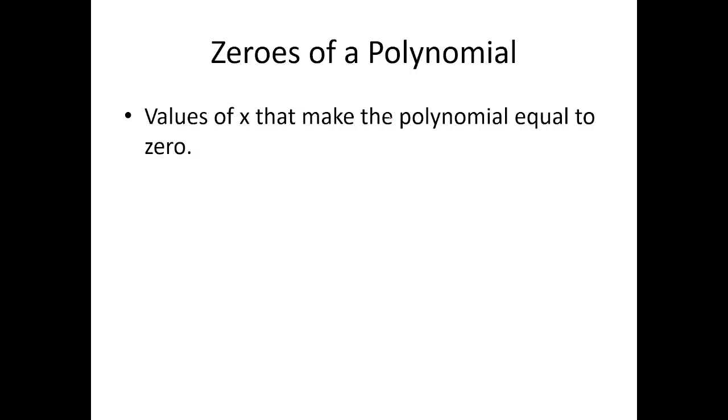Next is a zero of a polynomial. What are the zeros of a polynomial? Zeros of a polynomial are nothing but the values of x that make the polynomial equal to 0. That is, if I have a polynomial x square minus 3x minus 4, and I take a particular value of x and the value of the polynomial becomes 0, then that value of x is said to be a zero of the polynomial.